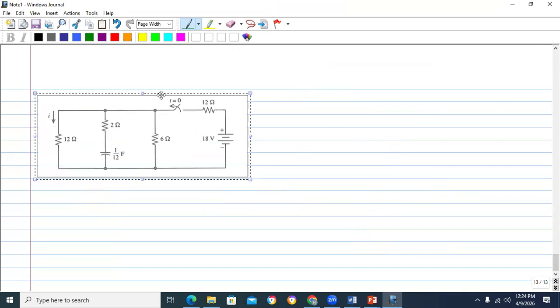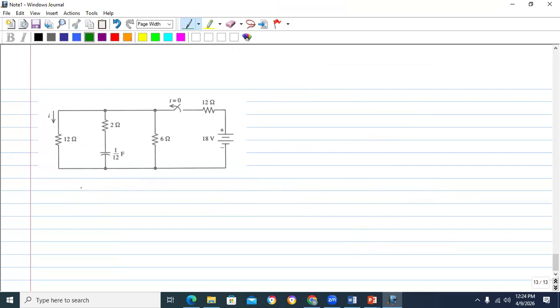Okay. Your question is like this. Find the current i at t greater than 0 if the circuit is in transient state. If it is a steady state, what is the current? Steady state means this capacitor is fully charged, or fully discharged. That means no current. The current i is 0 at the steady state.